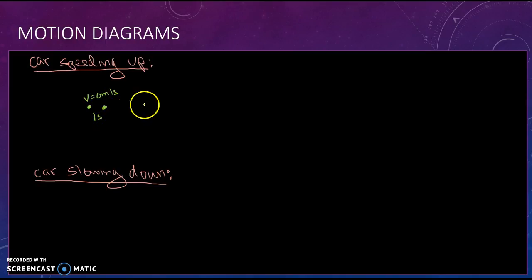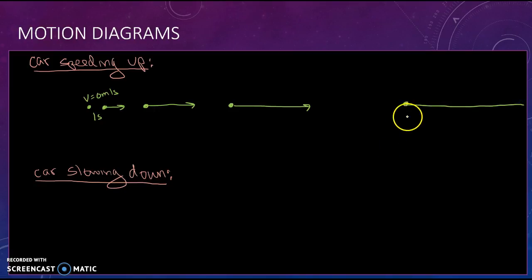it's going to speed up constantly the whole time. So 1 second later, maybe it's right there. It's going to speed up a little bit more, and at 2 seconds, it's right there. Maybe at 3 seconds, it's right here. Maybe at 4 seconds, it's right here. Okay, and so at each one of these, you'll notice that the velocity vector has increased in length.